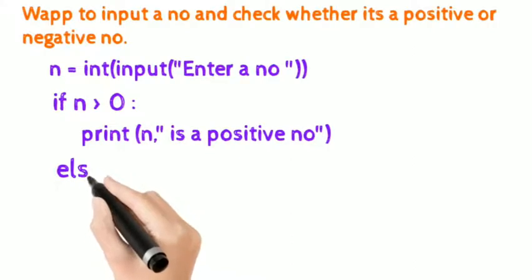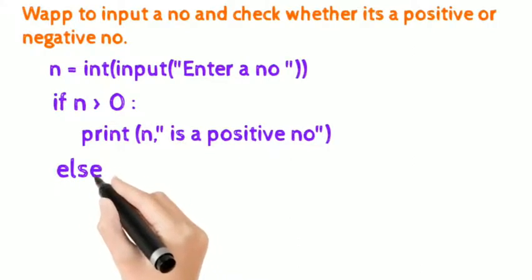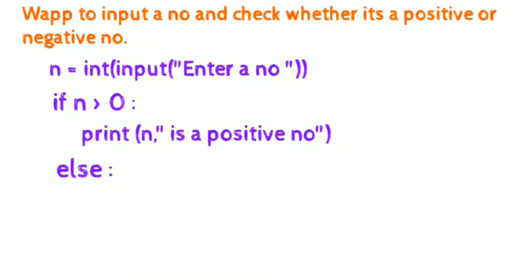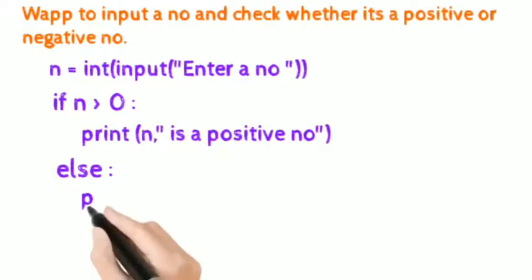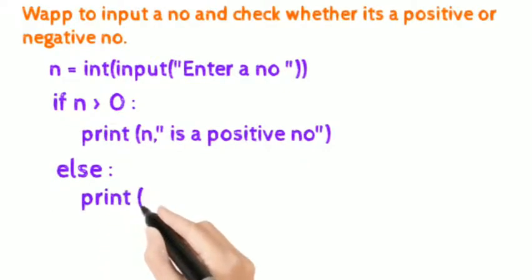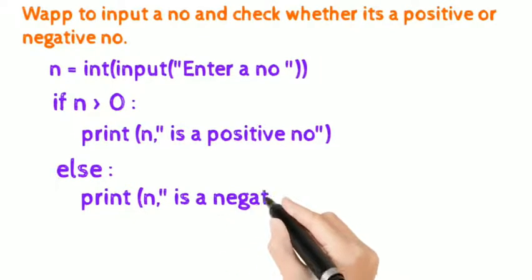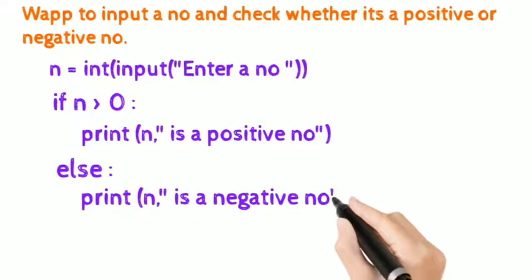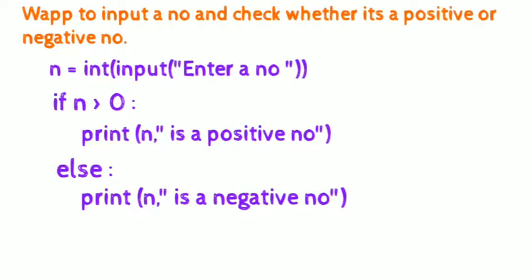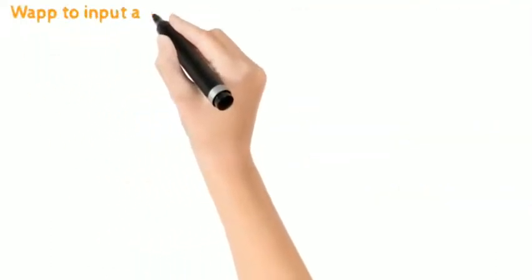Then else, in the sense of otherwise. If the number is not more than 0, then else colon, which according to the syntax we need to follow. We have to write else colon. So it will print n is a negative number. If the number we entered is positive, it will execute the first statement, the immediate statement, which prints the positive number message, otherwise it will print n is a negative number. So here indentation is important in the if statement.